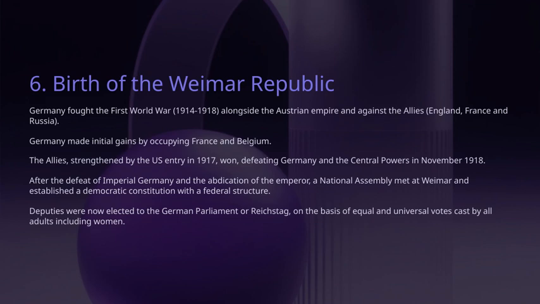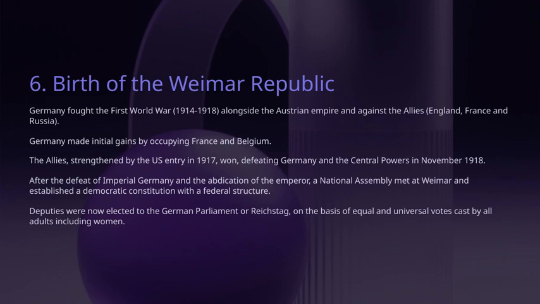Following this defeat, the German emperor abdicated, which marked a huge political shift. A new National Assembly gathered in Weimar to create a new government. They established a democratic constitution that was federal in structure, giving more power to individual states. One of the key points was how deputies were elected to the German parliament, or Reichstag. This was based on universal suffrage, meaning all adults, including women, could vote. This was a major step toward democracy in Germany.